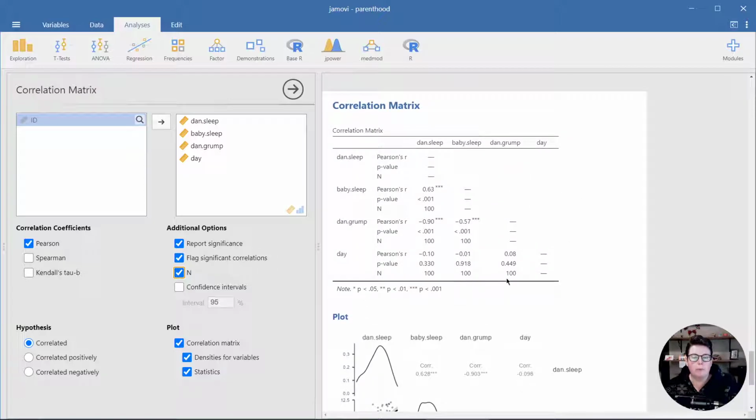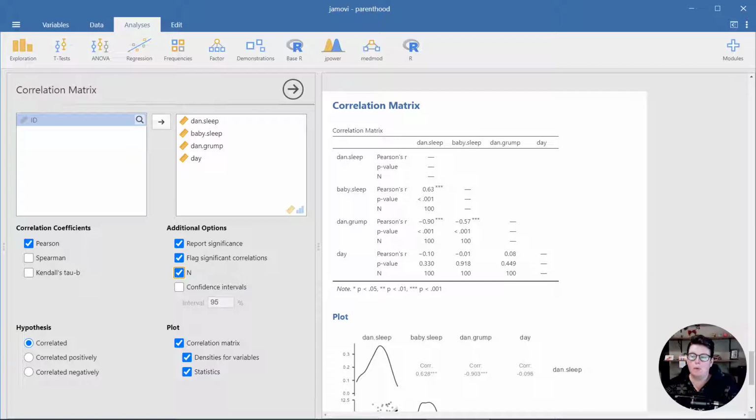So we go back up here and we looked at, see that the day of the 100 days was not significantly correlated with any of them. But there's a strong positive correlation between Dan's sleep and baby's quality of sleep. And there's significant negative correlations between Dan's quality of sleep and his grumpiness, and baby's quality of sleep and Dan's grumpiness. So those are all three related to one another. Day's not related to anything.